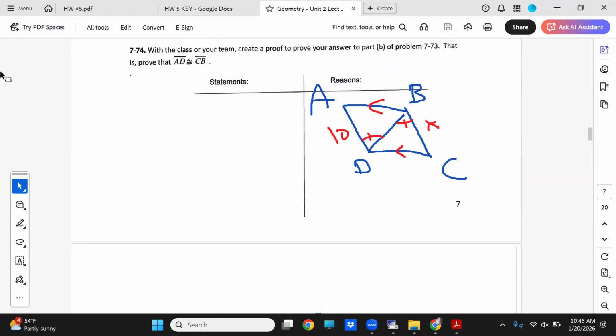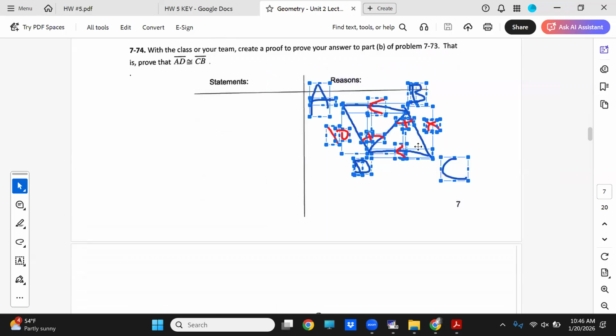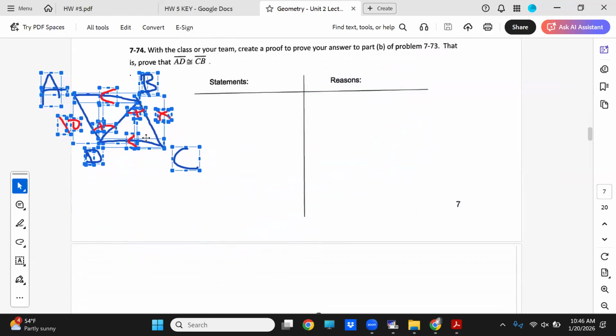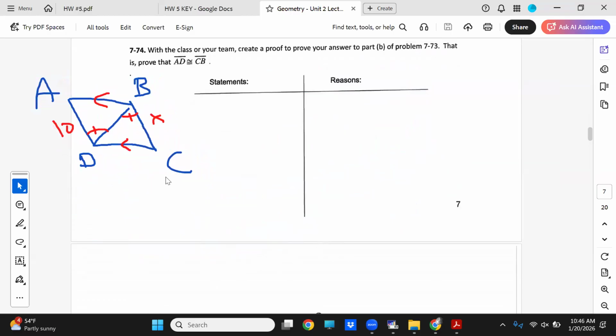Okay. So let me move this off to the side. All right, so our goal is to prove, I don't know how many steps we're going to have, that AD is congruent to CB. So what are we given?